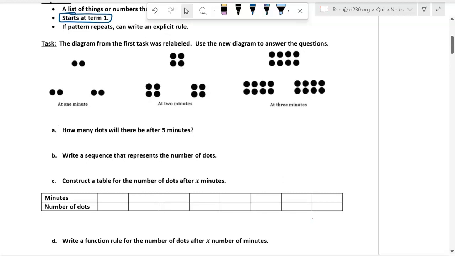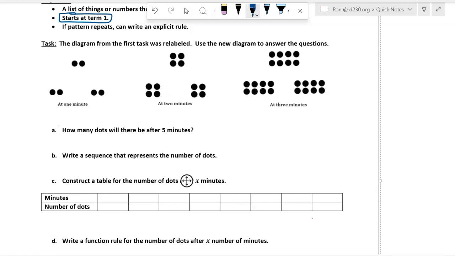So what we're going to do here is take the pattern of dots we have here, starting at 1 minute, 2 minutes, and 3 minutes, look at how many dots we have at each one, and answer the questions that follow. So how many dots will there be after 5 minutes?